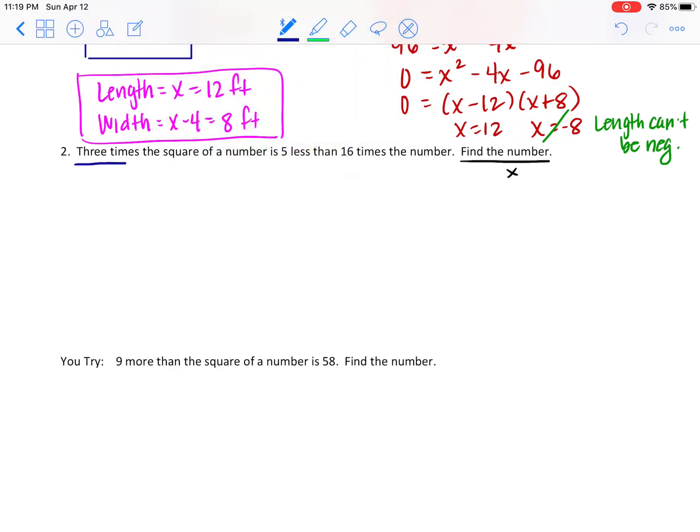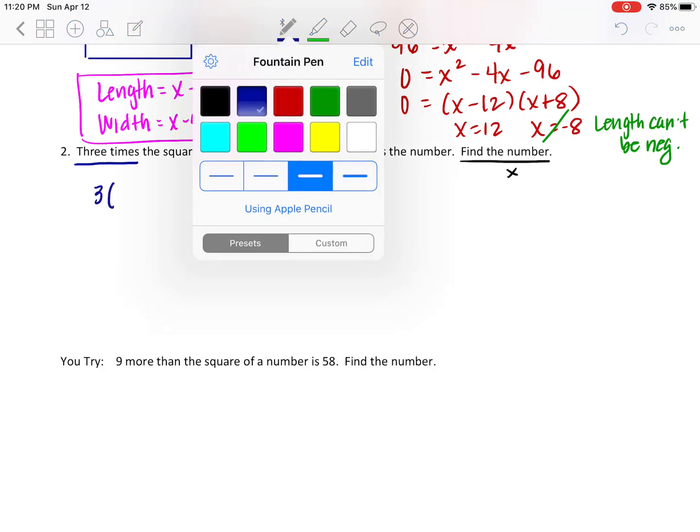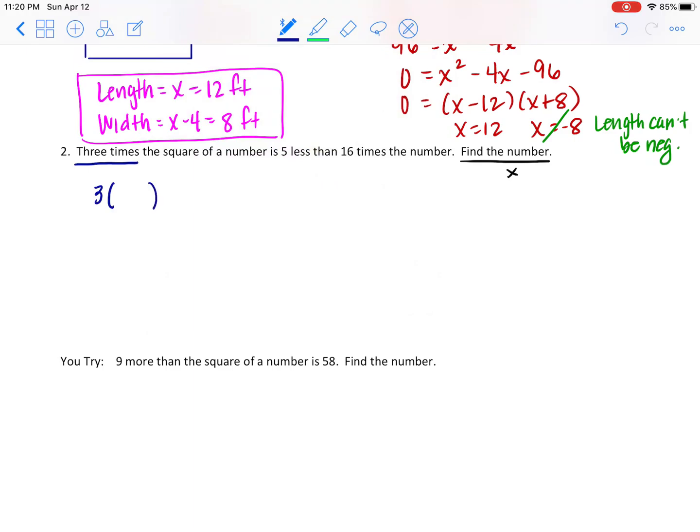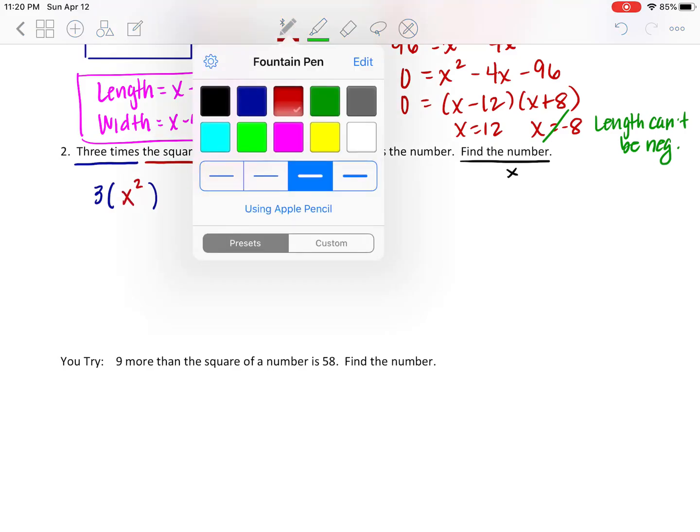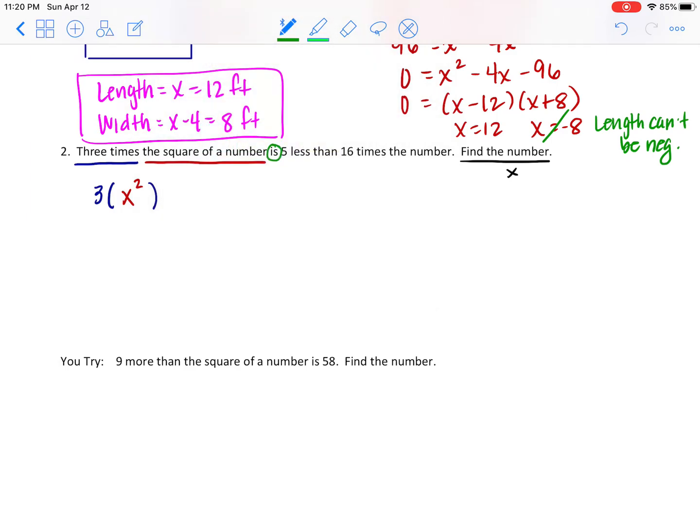So first it says 3 times. That means 3 is going to be multiplied by something. And what's it going to be multiplied by? It's 3 times the square of the number. So I'm multiplying 3 by the square of the number, which would be x squared. And then "is" is our equal sign.